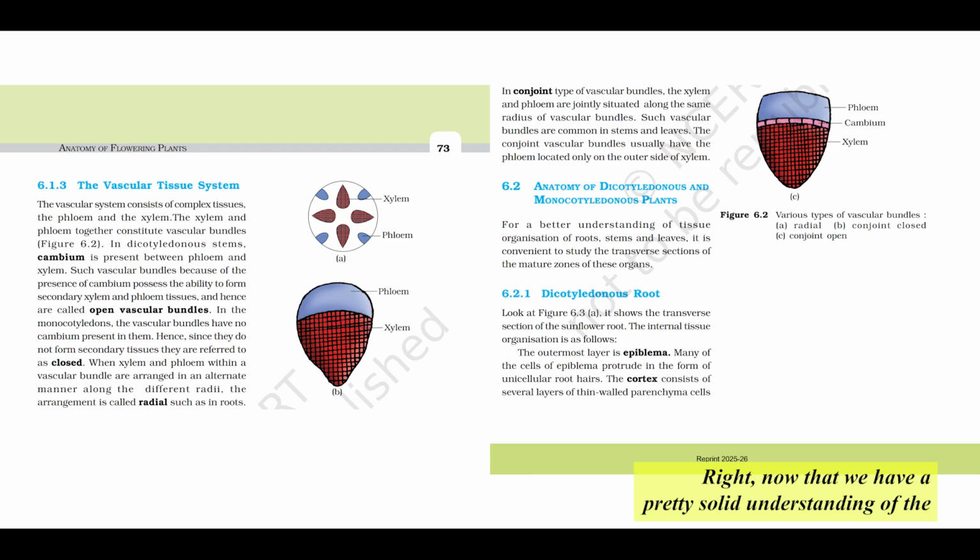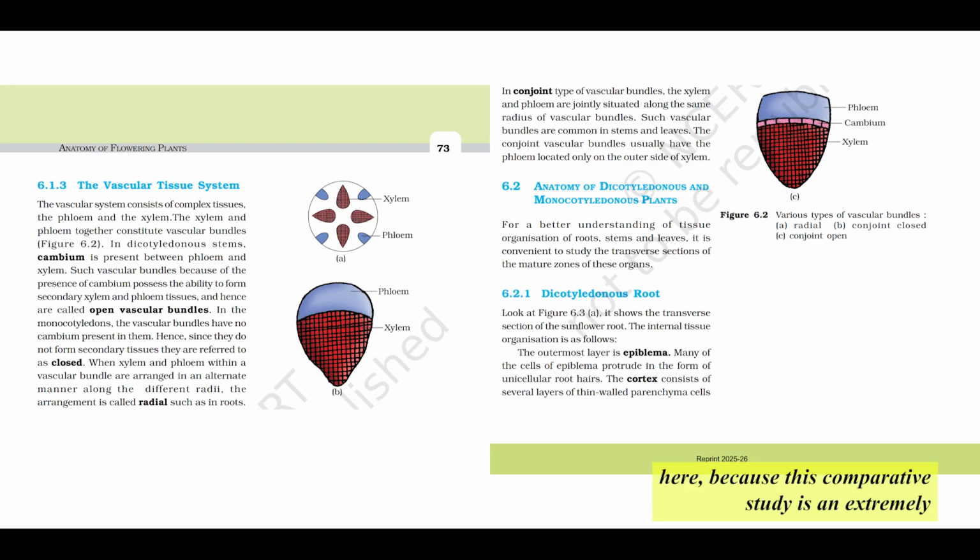Right, now that we have a pretty solid understanding of the three fundamental tissue systems, epidermal, ground, and vascular, let's try to bring all this knowledge together. We're going to compare and contrast how these systems are organized differently in dicotyledonous and monocotyledonous plants. Specifically, we'll look at their roots, their stems, and their leaves.